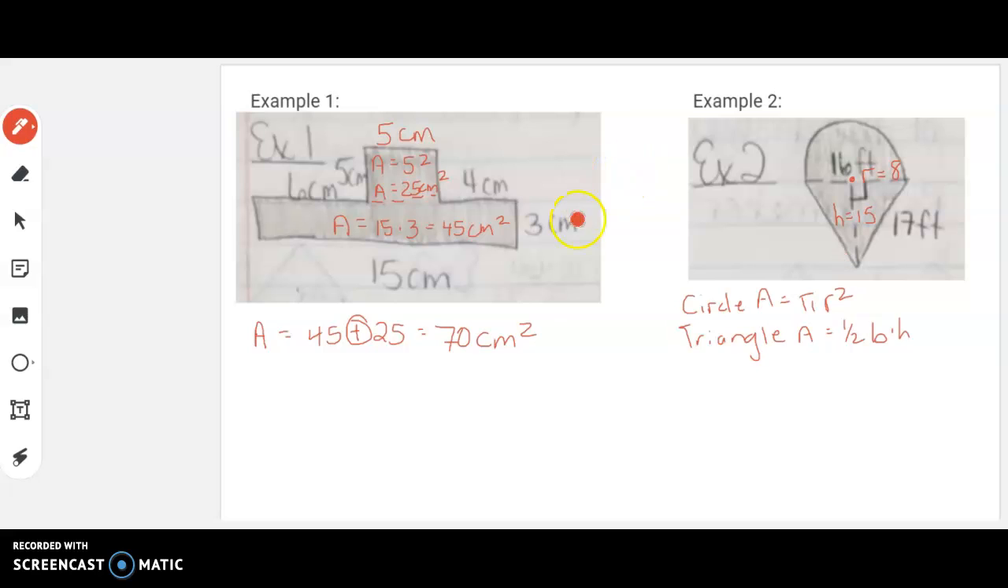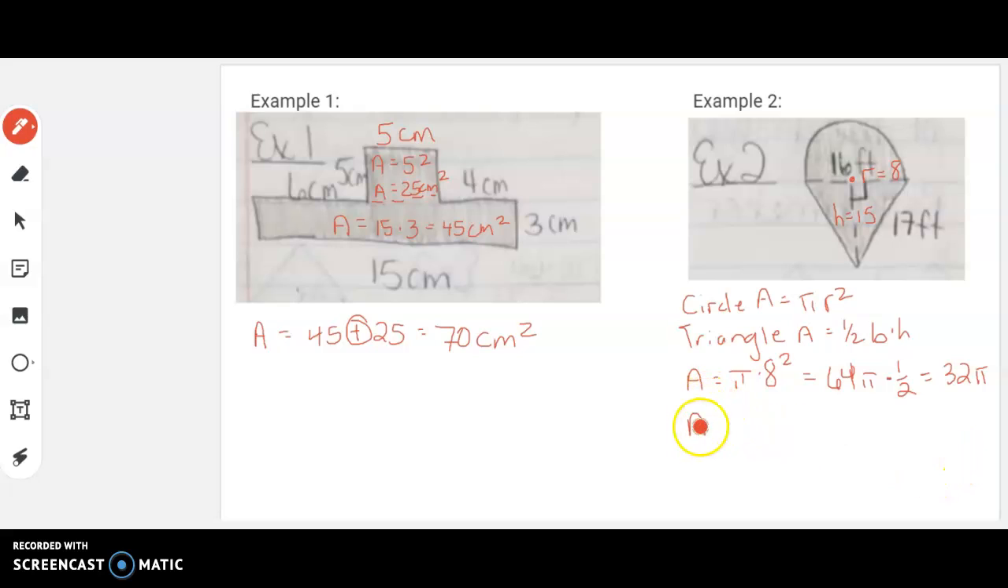Okay, so I need to find the area of my circle. That's going to be pi times 8 squared, which gives me 64 pi. Oh, but wait, I don't have the full circle. I have half a circle, so I need to take half of that. That's going to give me 32 pi. And I'm going to leave it in terms of pi.